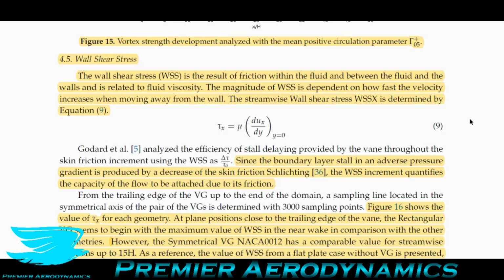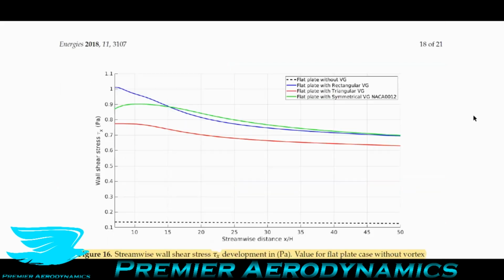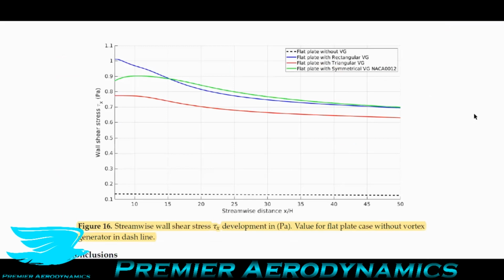And that's true, because if you have a greater friction, it typically means that you have a greater velocity near the wall, and it's changing much more rapidly. And that's usually quite good to resist stall and adverse pressure gradients. So that's a really novel way of thinking about it. So in figure 16, they show the value of the wall shear stress for each of these geometries. Let's have a quick look here. Okay, so without any vortex generators, the wall shear stress is quite low.